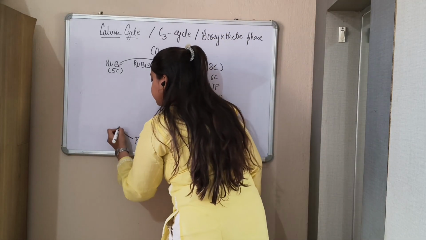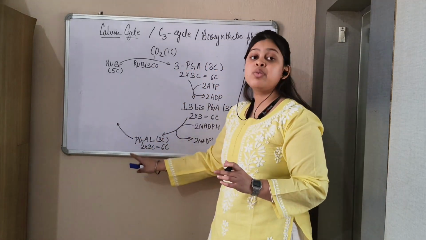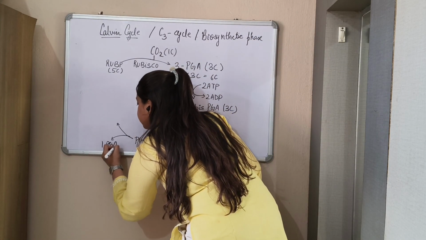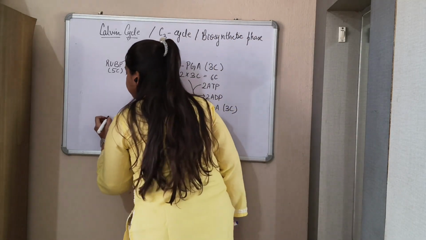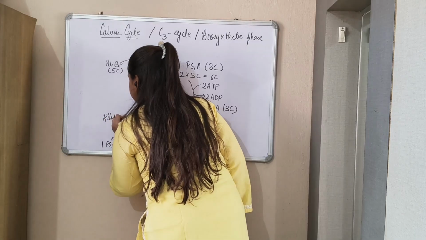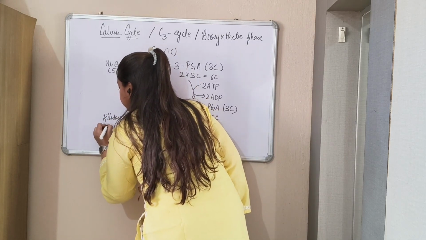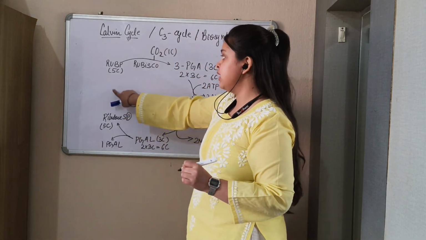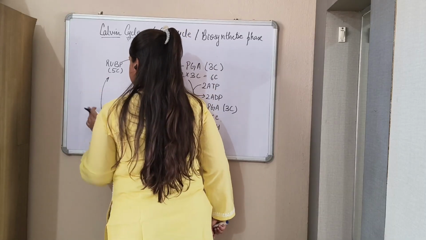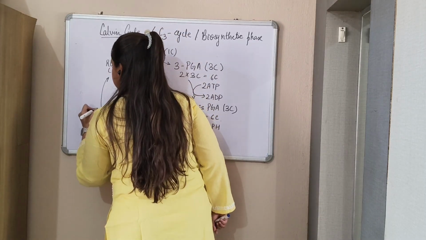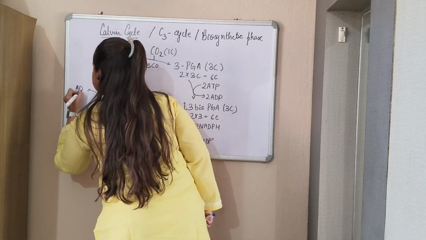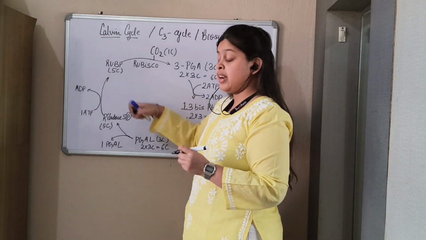After this, one of the molecules of phosphoglyceraldehyde, or triose phosphate, is removed. One PGAL is released from the cycle, and the rest forms a 5 carbon compound, that is ribulose 5 phosphate. After this, the regeneration process takes place. Ribulose 5 phosphate is regenerated by utilizing an ATP molecule. One ATP molecule is utilized in this process to regenerate the RuBP.